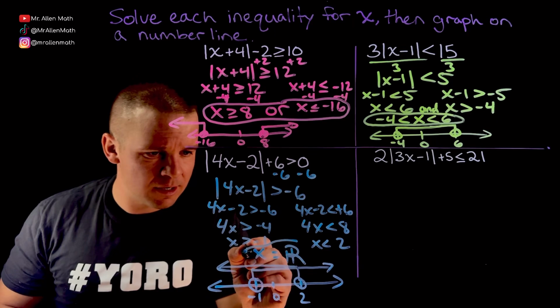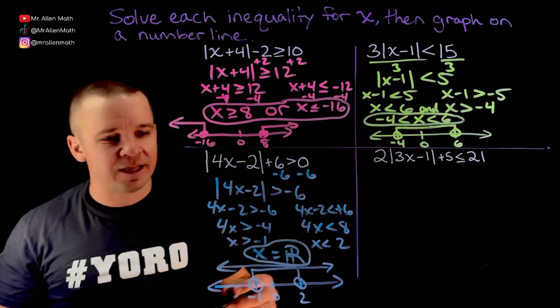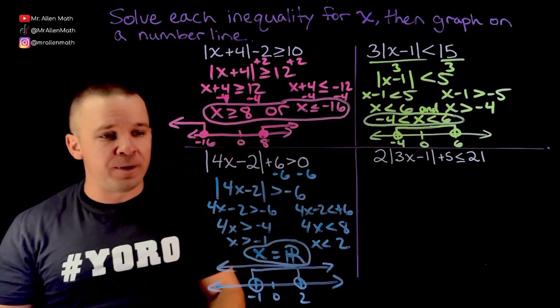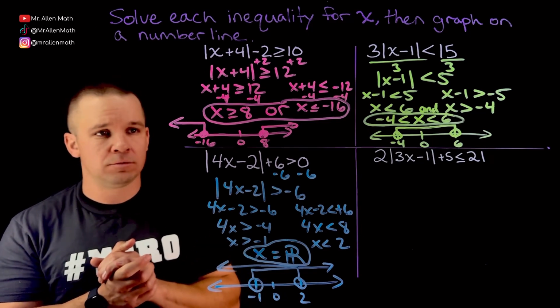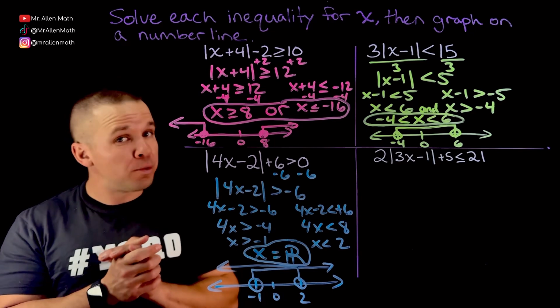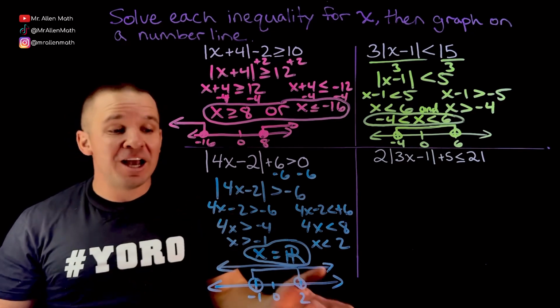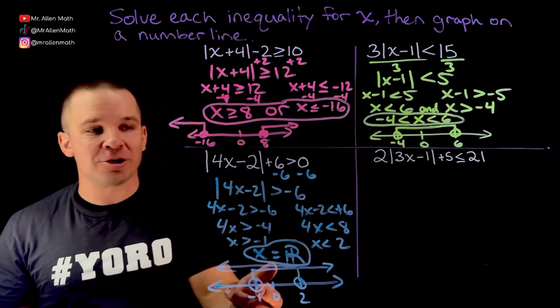I'm going to circle this. That is what our graph would look like there on the number line. Both of them open. Any number is going to work here. Cool? Super cool? Dope? Awesome? Fantastic.